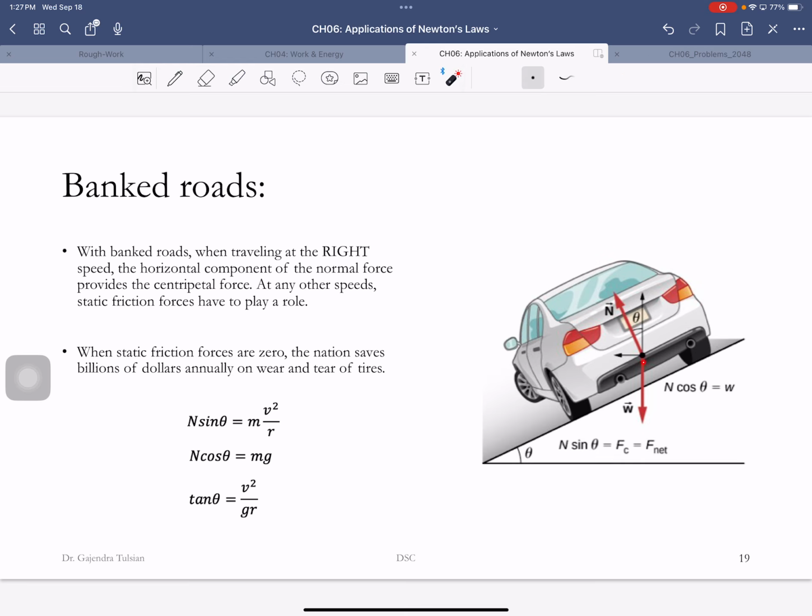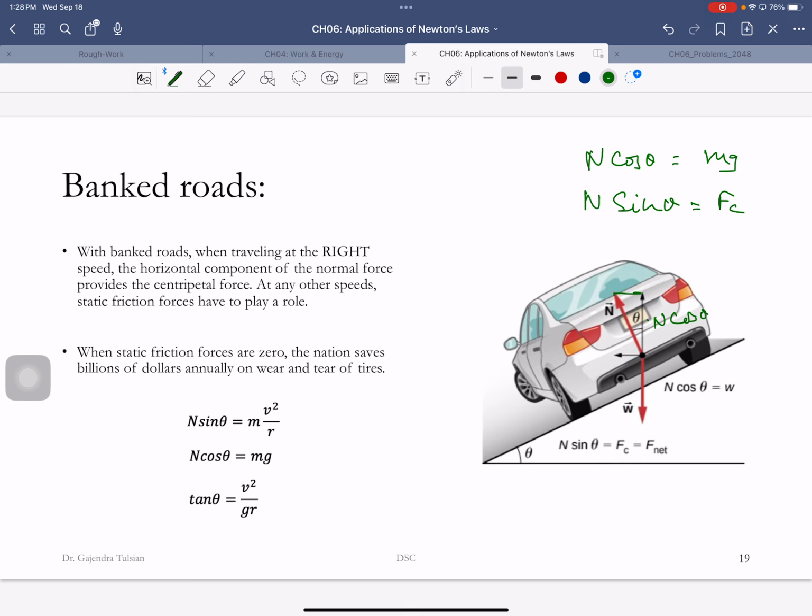Gravity never quits, so there's the weight of the car. And for a given angle and for a given weight, here's the normal force, and this normal force is constant. This is the angle of the road, that's equal to that, and so this component of the normal force is balancing the weight. So this is N cosine theta. N cosine theta is equal to mg, the weight. And this component, N sine theta, is providing you the centripetal force.